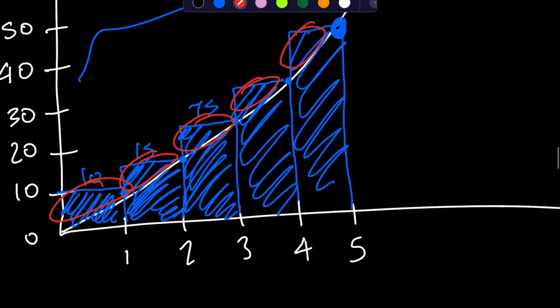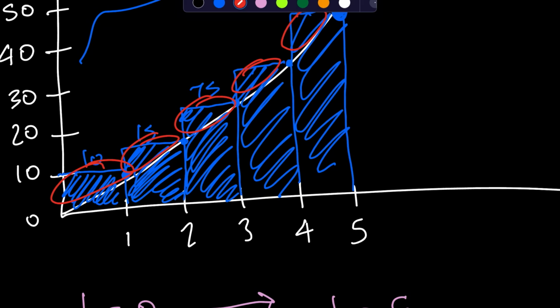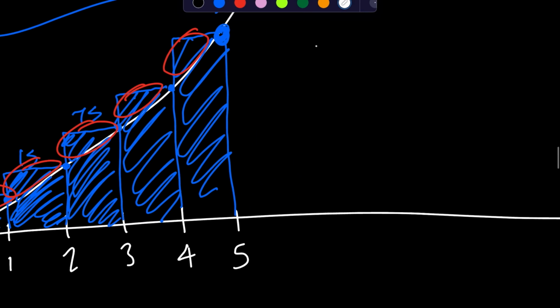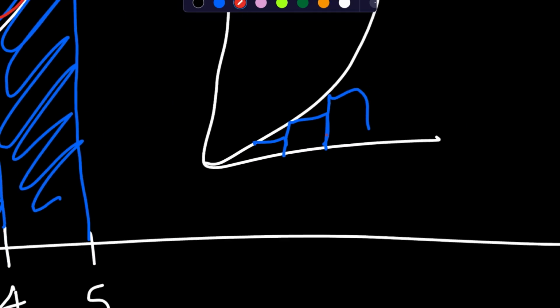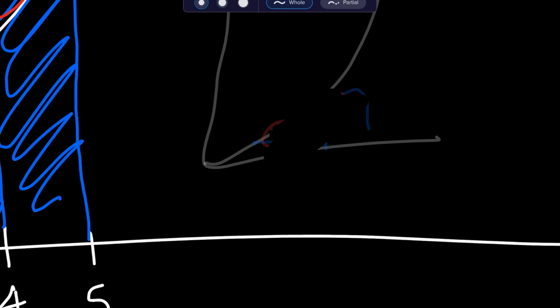If we did any other kind of sum, there's plenty of Riemann sum types. Let's say we did a left-hand estimate. We are now under the curve. So there's still a degree of inaccuracy.